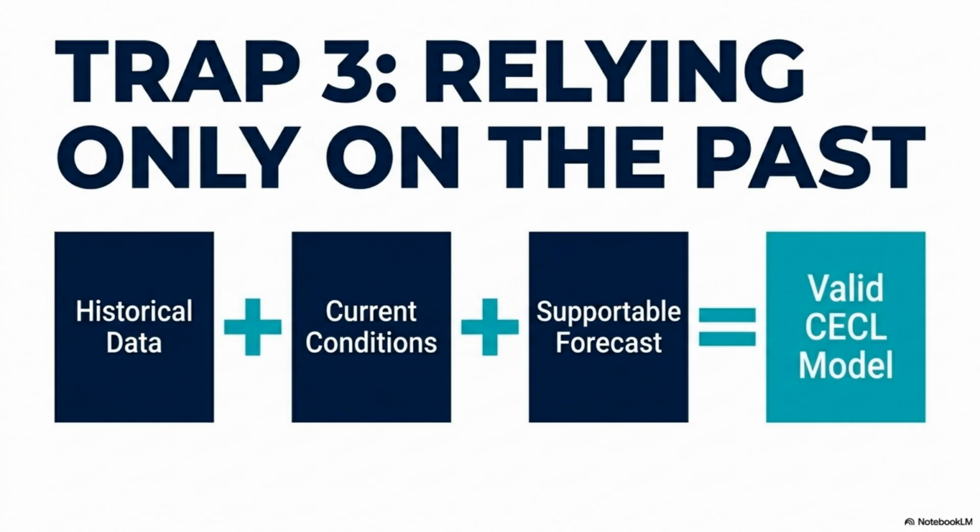Even a straightforward, well-documented qualitative factor adjustment satisfies the forward-looking requirement. Applying historical rates with no adjustments at all does not comply with the standard.